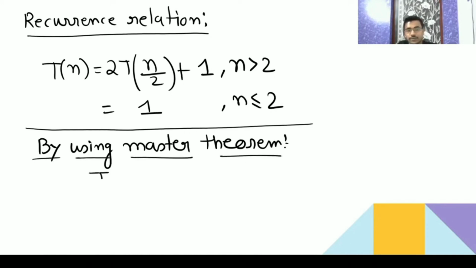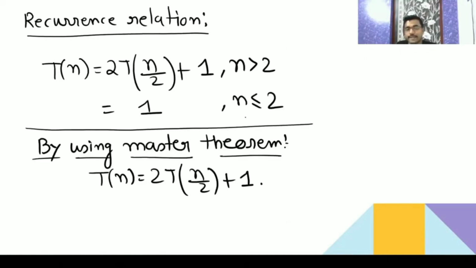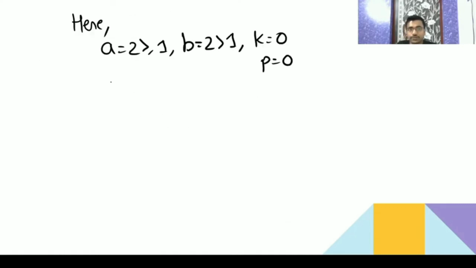Tn, so this we have to solve by case 2 plus 1. Here a is greater than or equal to 1, b is greater than 1, and k is equal to 0 and p is also equal to 0. Since k is 0, that's why here we are getting 1, and p is also 0. So now we'll compare a and b to the power k. That is 1, so a is greater than or equal to 1. So a is greater than b to the power k.